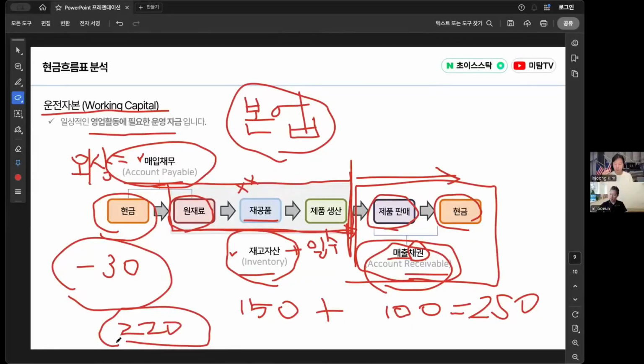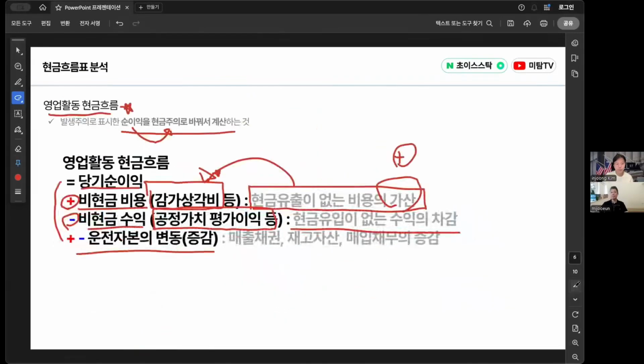To put it simply, it's the number of days it takes for a company to buy raw materials, make products, sell them, and get the cash back. So the shorter this period is, the less working capital you need and the more advantageous it becomes. If you've understood up to this point, I'll wrap things up here and move on.